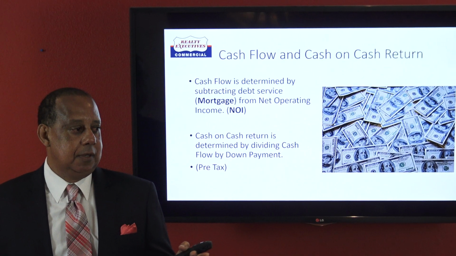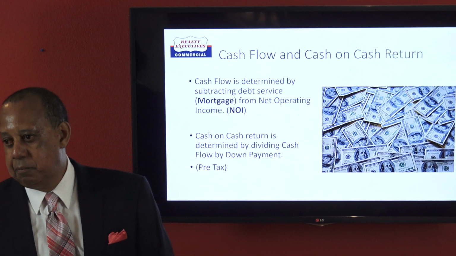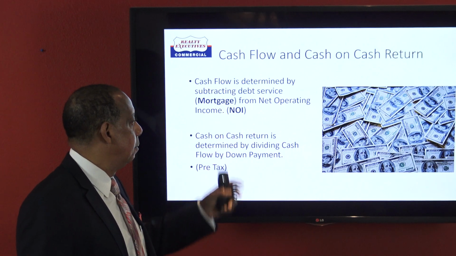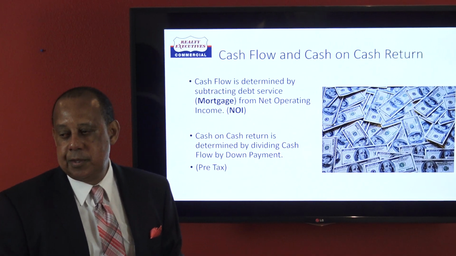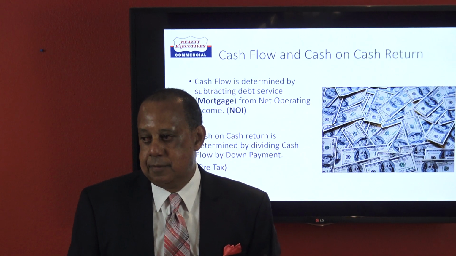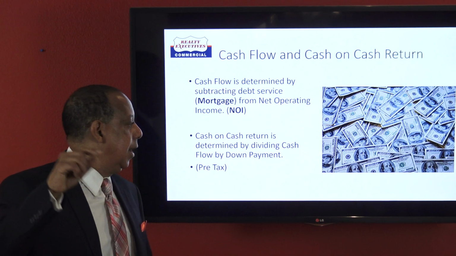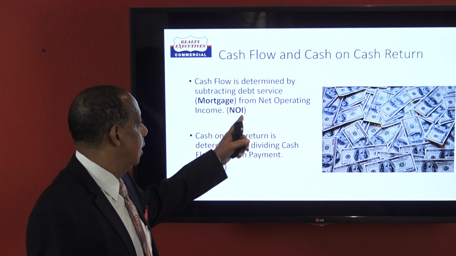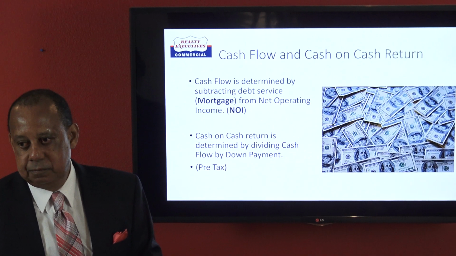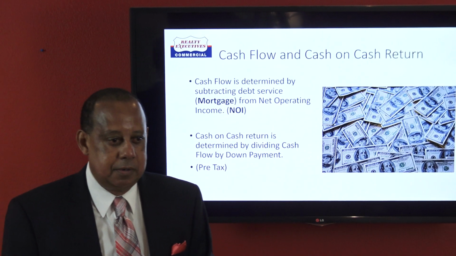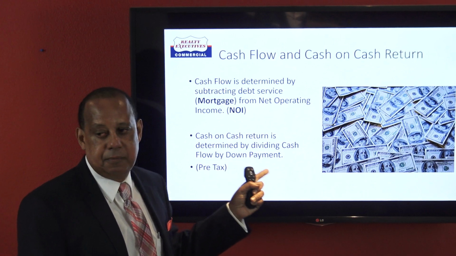So what do I have left? I got 10,000. Is it negative or positive? Positive. Let's flip the numbers. Let's say that my mortgage is 50,000 and my NOI is 40,000. What do I have? Negative. Okay. Is it possible for me to ever have a negative right here and have a positive cash on cash return? Never. It's never possible. You're never going to have a negative here and a positive here.